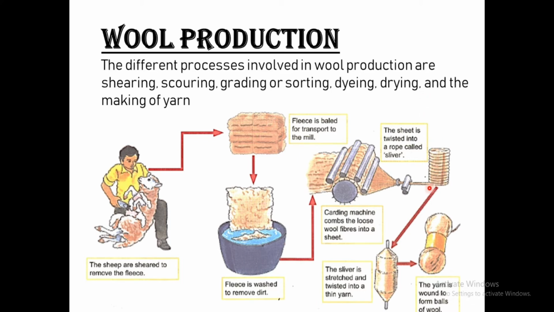In the mill, the sheets are twisted into a rope called sliver, and then it is made into bales like this, and finally small bundles are wound. It is made by winding around like this over a stick or something, and then it is sent to the shop, from where this wool is brought by the people and they knit it into various dress materials.